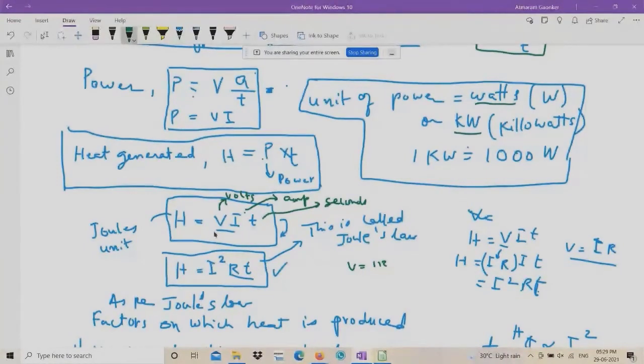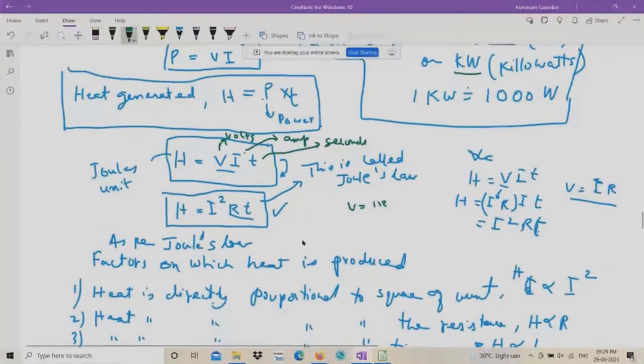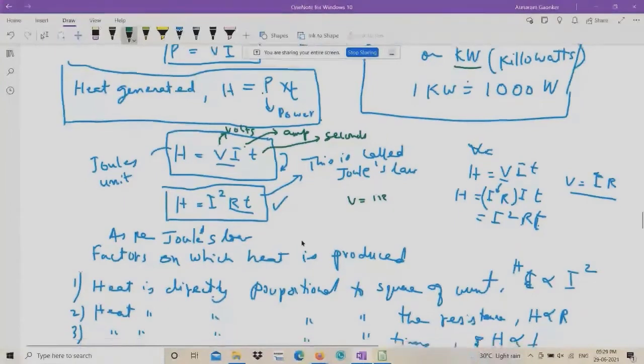One is I square RT, one is VIT, one is power into time, and what is the formula for power? One is P is equal to VI, and power is V into Q upon T. These many formulas you have to remember somehow. How you remember is your matter, but you have to remember these formulas.